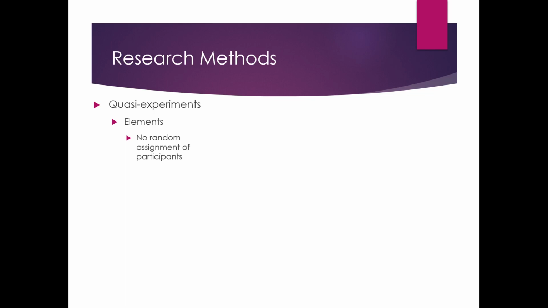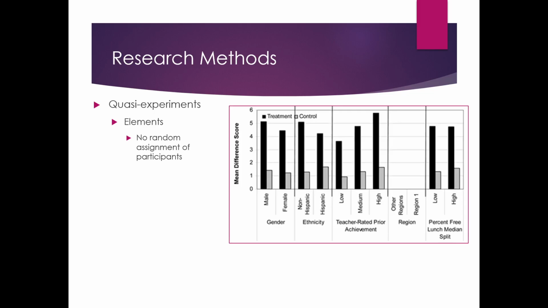What makes it quasi is that we are not going to randomly assign our participants to condition. We don't have the ability to. For example, here's a study that has several things that are qualities of the participants that they're using as a way to sort the participants into groups.